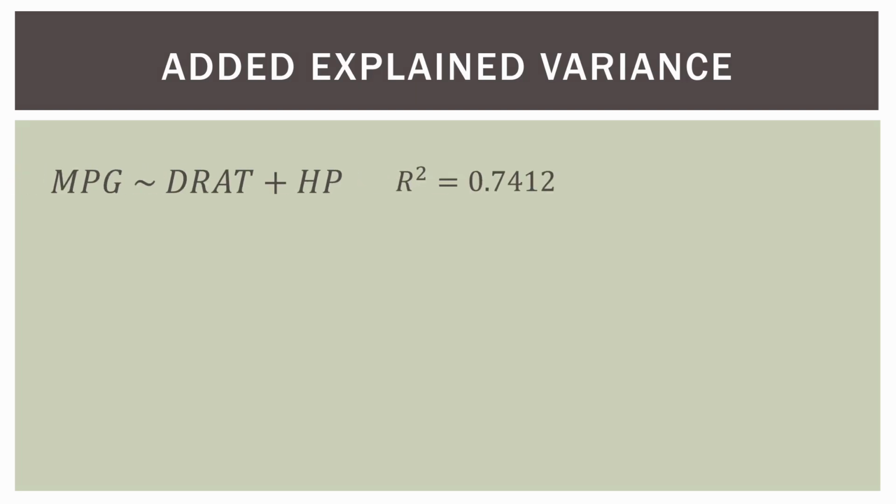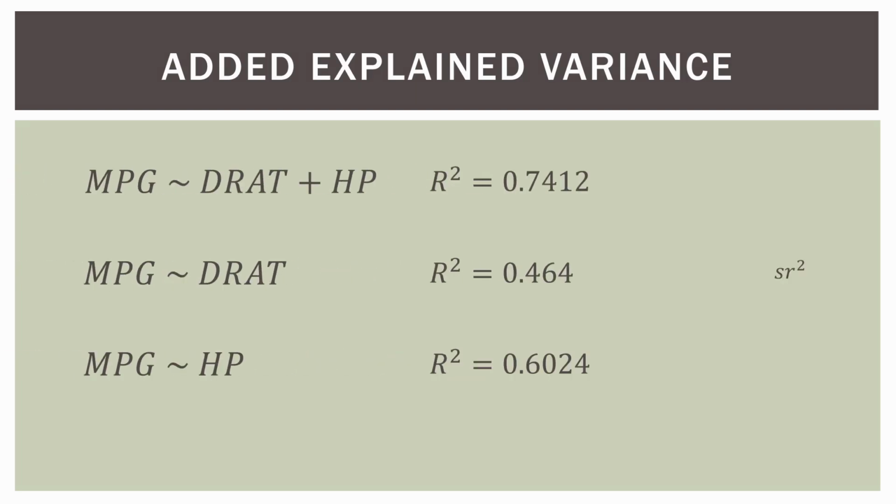Added explained variance. Remember that our full simultaneous model using both independent variables and the dependent variable had an R squared of 0.7412. Our second model of just DRAT and miles per gallon had an R square of 0.464. And then our third model of horsepower and miles per gallon had an R squared of 0.6024. Well, notice that the difference matches what we had before.